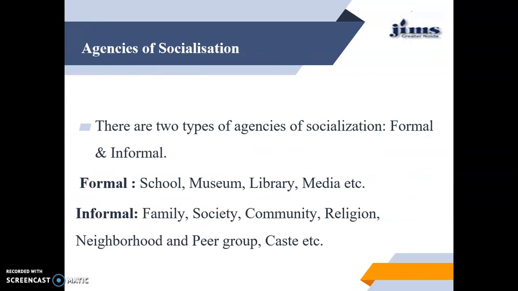Broadly, we can classify the agencies of socialization into two types. One is formal and another is informal. Formal agencies are those which directly play an important role in the socialization of a child, but in a proper and formal manner. These agencies are school, museum, library, media, etc. There are some other informal agencies which also play a very important role in socialization, but these play the role in an informal manner. And these agencies are family, society, community, region, religion, neighborhood, peer group, caste, culture, etc.